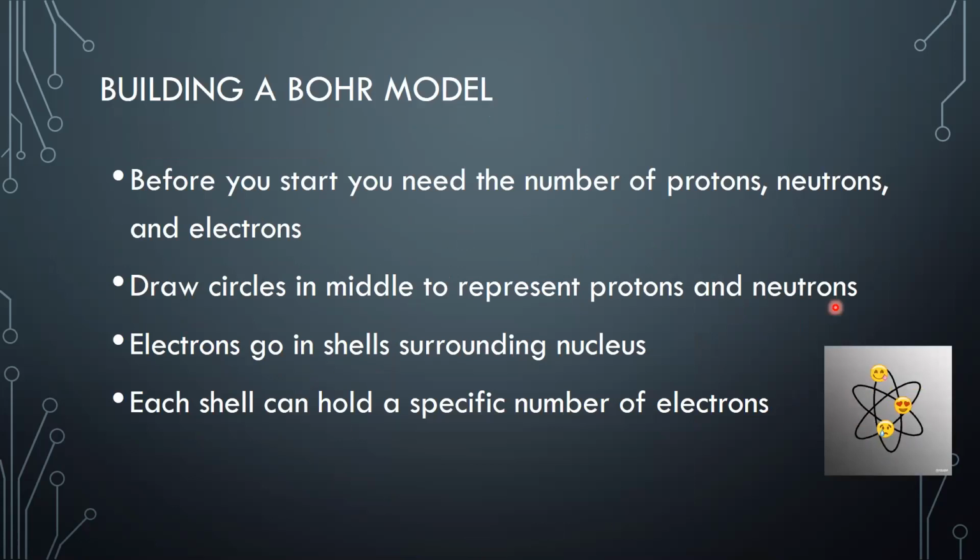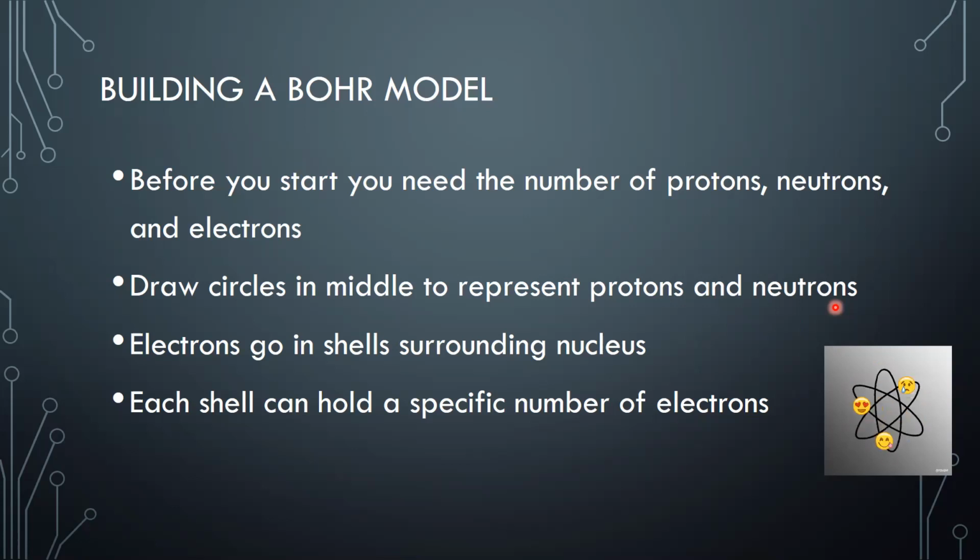So what information do you need to gather before you start building your Bohr model? Trust me, you're going to want to get all this information down first, and that way you don't have to flip back and forth between your periodic table and your Bohr model. So the first thing you want to figure out are the total number of protons, neutrons, and electrons for whatever atom you're going to diagram, because those are the components I'm going to be looking for when I grade these.